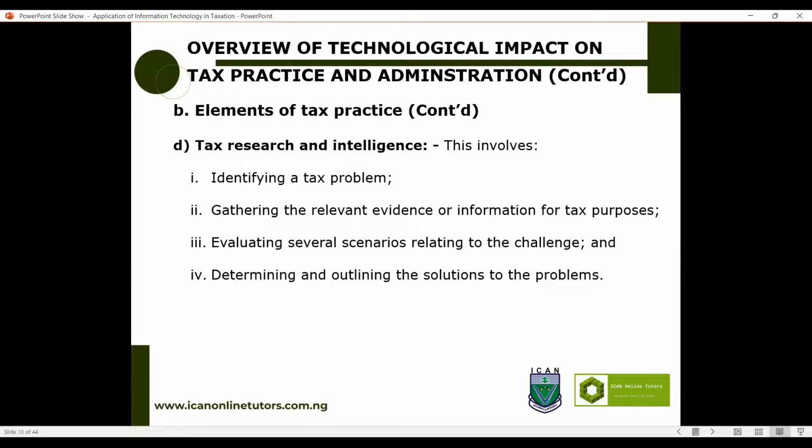Then we have tax research and intelligence, which involves identifying a tax problem. For instance, the audited financial statement has been prepared, and you find out that the ratio of expenses to gross profit is 1.4. So you don't think that the tax authority will take this from you without requesting a rigorous, detailed explanation why your operating expenses are 4 times higher than your gross profits?